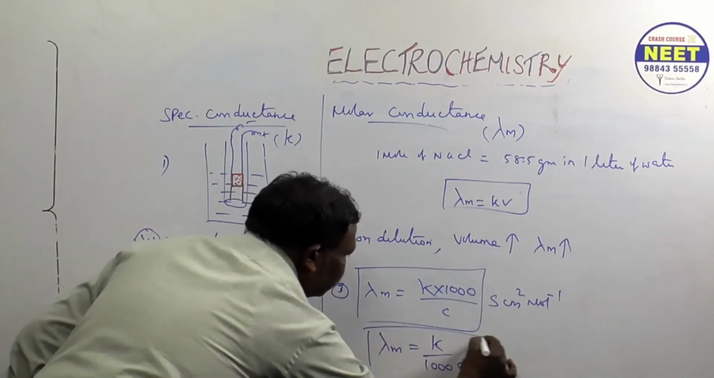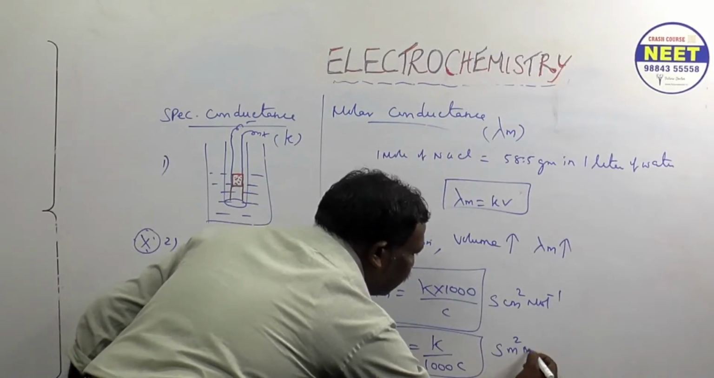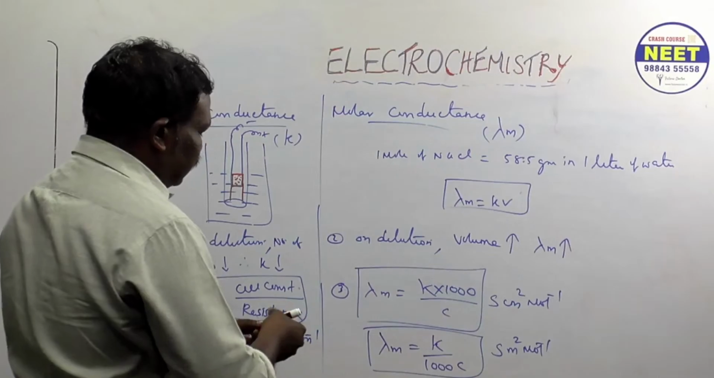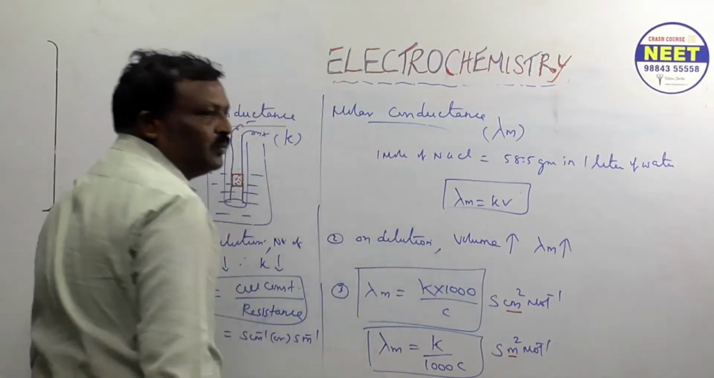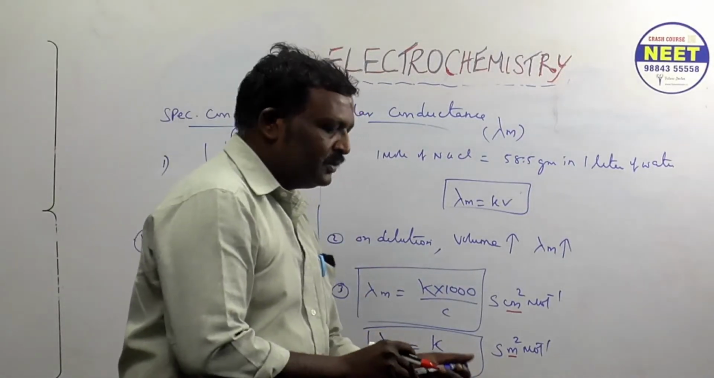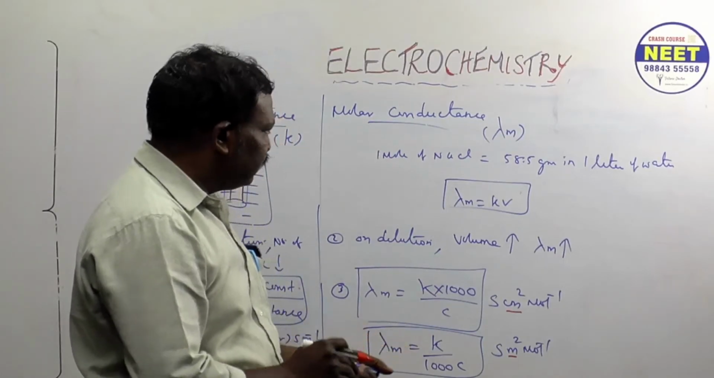Okay. Another formula. Siemens meter square mole inverse. Understood? Okay, there is a difference. Are you following? Centimeter means use this formula. Meter means use this formula. That's all. Simple. Mostly they are asking only centimeter. Mostly.